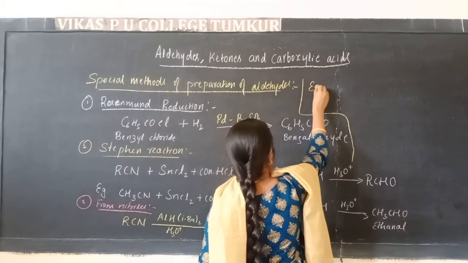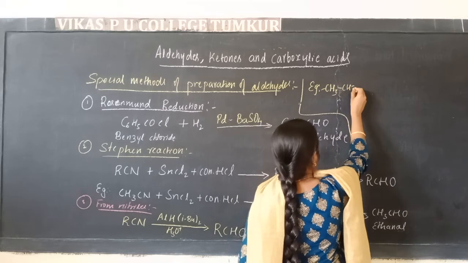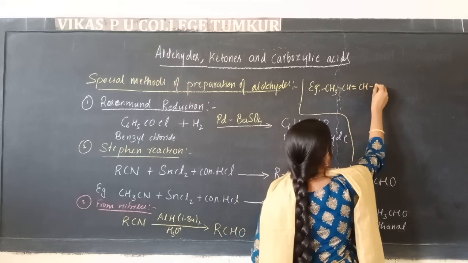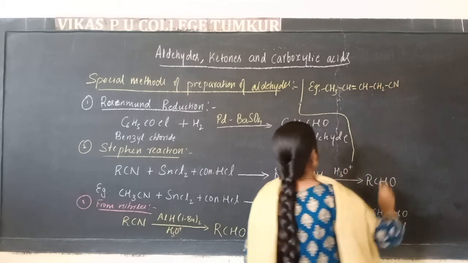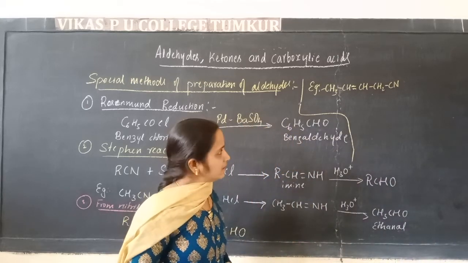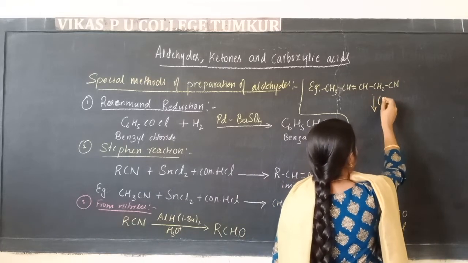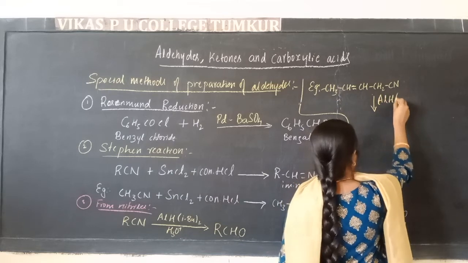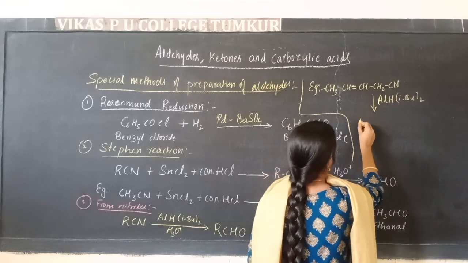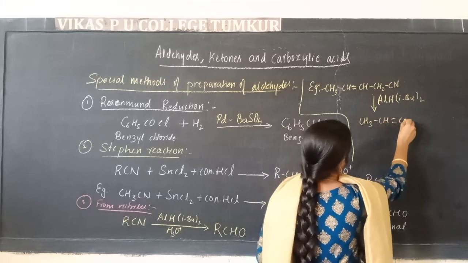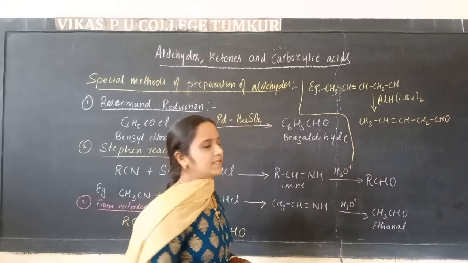We'll take an example for this nitrile. That is, if you take CH3 CH=CH CH2 CN, which undergoes reduction in the presence of diisobutyl aluminum hydride, we are going to get the respective aldehyde on hydrolysis.